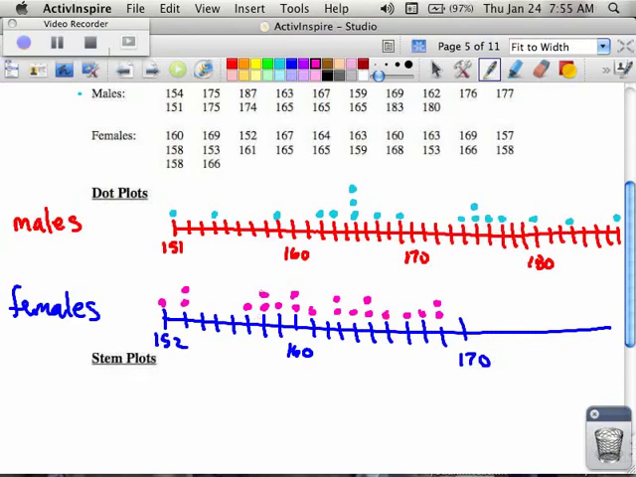As you can kind of see with the females at least, it looks like their heights are a lot more dense than the males are. The males are much more spread out.